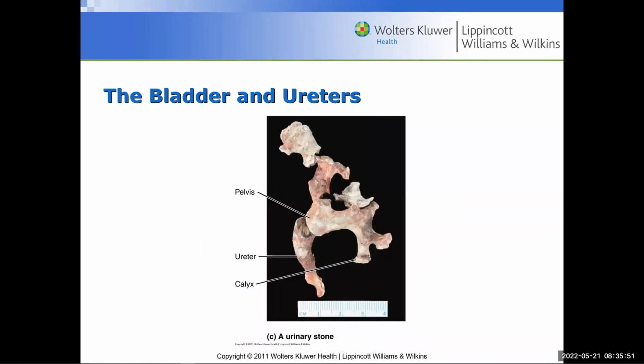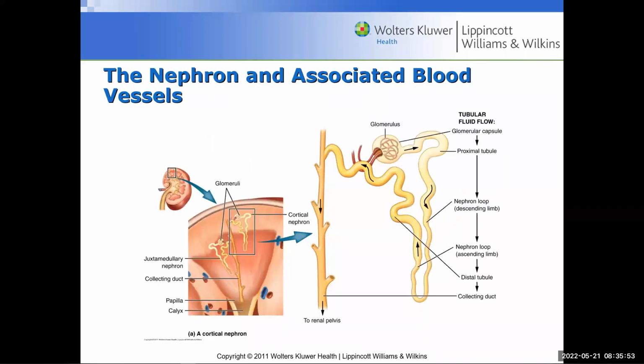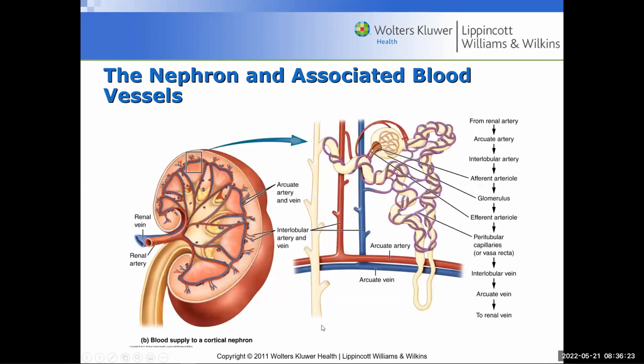All right, so this is just showing urinary stones. Notice the size. And now this is the nephron and the associated blood vessels. So this is the functional unit, the nephron, and it consists of this glomerulus as shown here. Right, so this glomerulus facilitates the filtration, and this is just showing the pathway after filtration, the waste product in terms of how it flows through the descending limb, and then of course it gets into the collecting duct, and the collecting duct goes down to the renal pelvis.